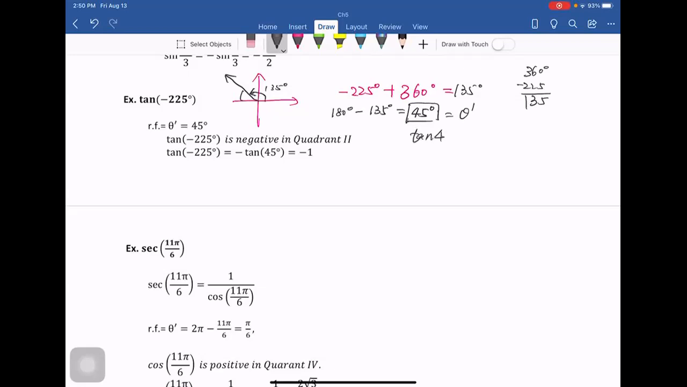Tangent 45 equals 1. And tangent of negative 225 has magnitude 1. Then decide the sign of this one. Because it's in the second quadrant, where only sine is positive, tangent is negative. So I put a negative sign here.